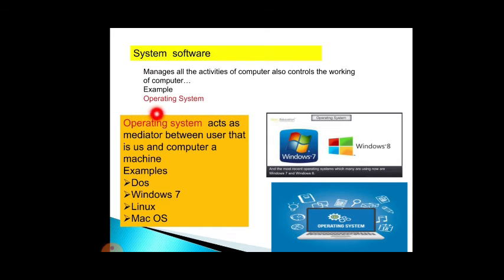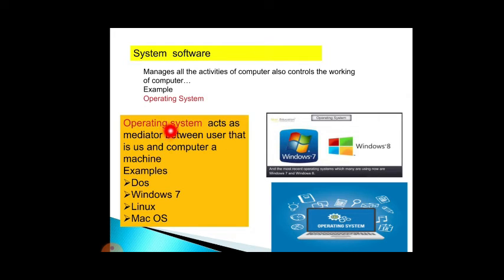Operating system. We call it as OS, operating system. So operating system is a good example of system software. Now children, let us see what is operating system. Operating system acts as a mediator between the user, that is us, and the computer, that is machine. So in between, the operating system will be there. We are the users and that is the computer, and in between is the operating system.